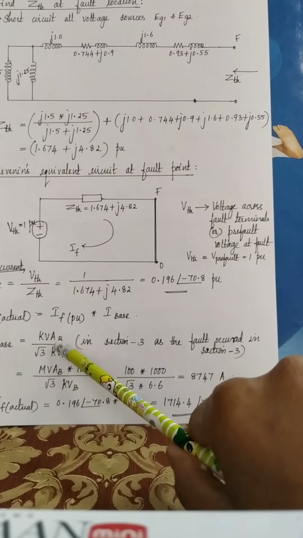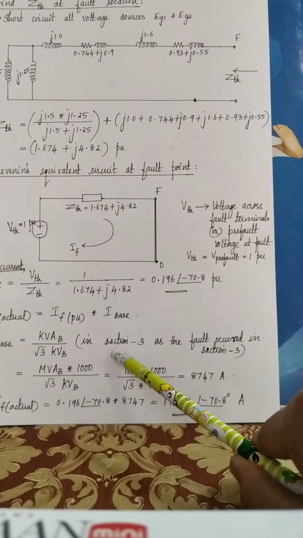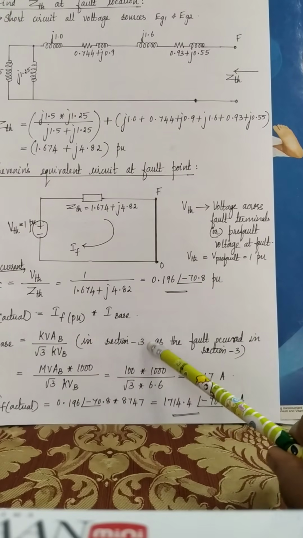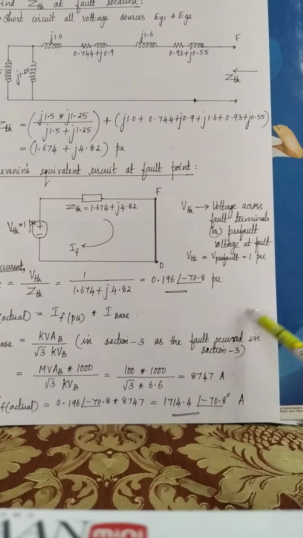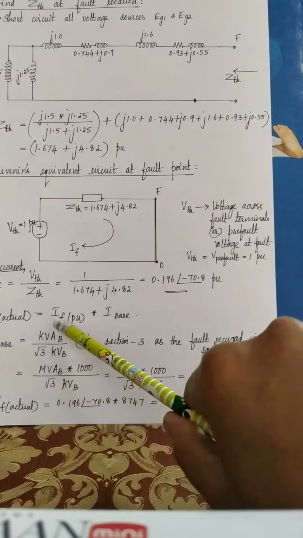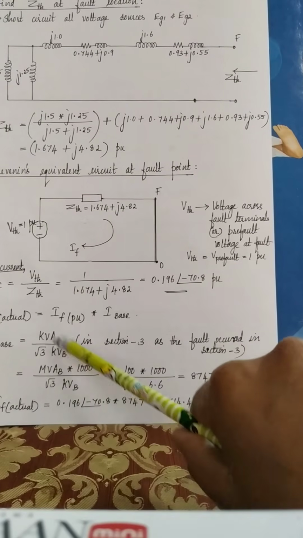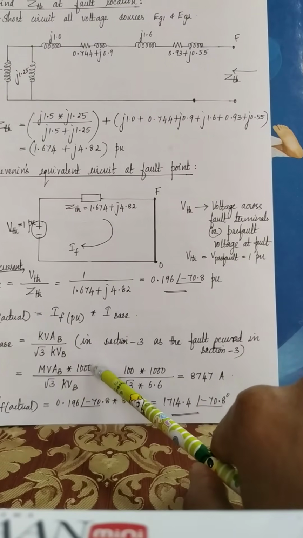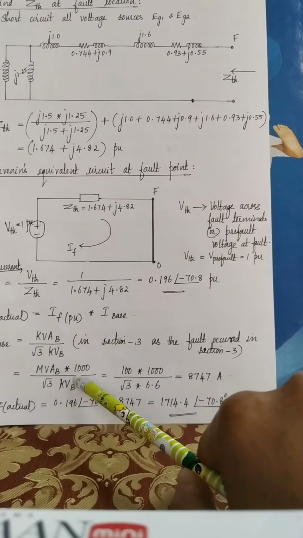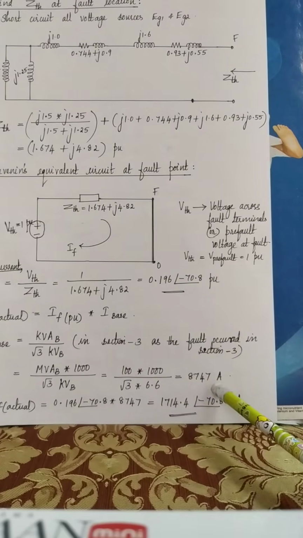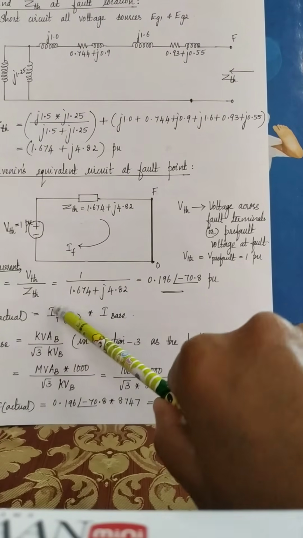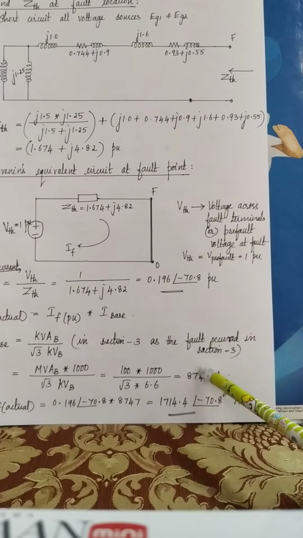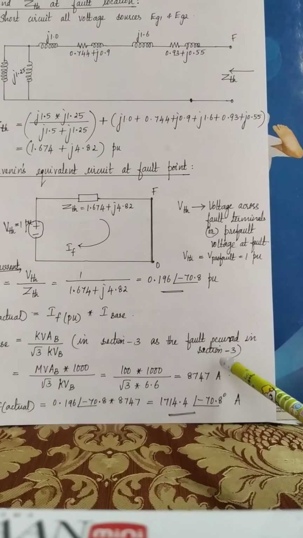So while substituting the values of base, be careful. You have to take the section 3 values alone, because the fault has occurred in section 3. So substitute the section 3 base values. So how can you write I base? I base is nothing but MVAB into 1000 divided by root 3 KVB. On substitution you will get the value. Now find out IF actual, IF per unit into I base. Okay, so this is the fault current.